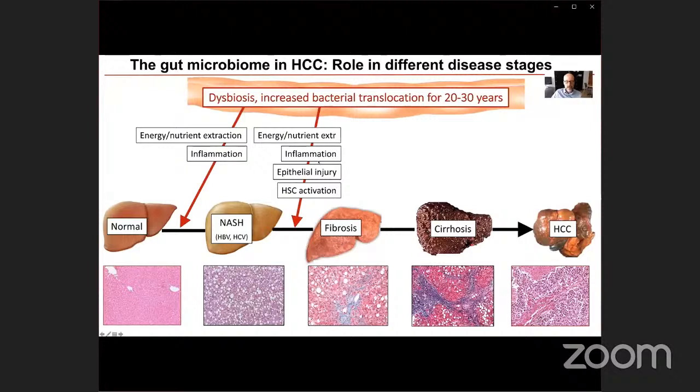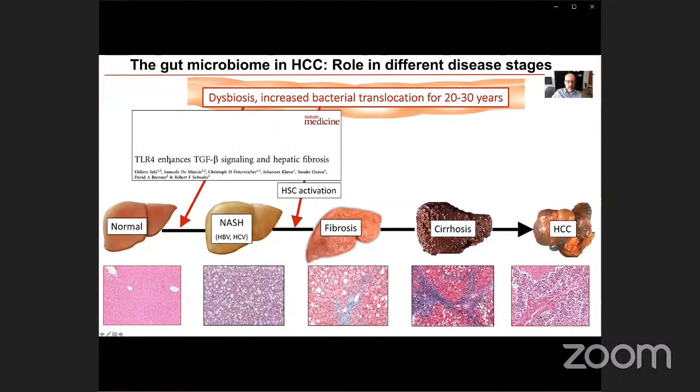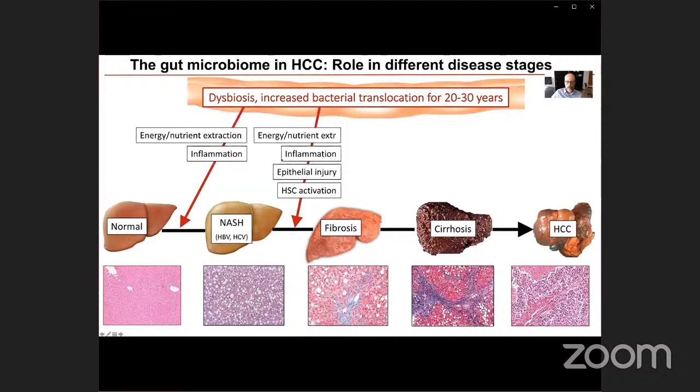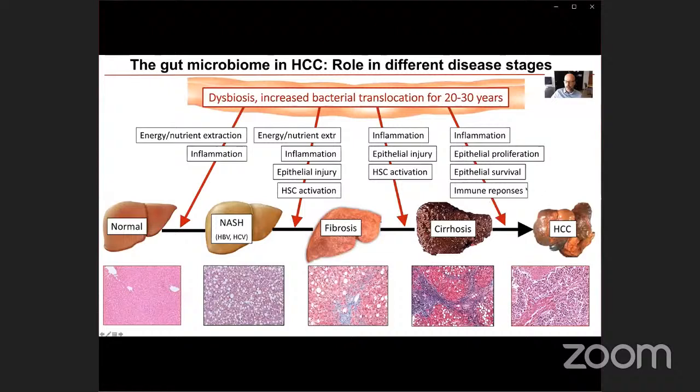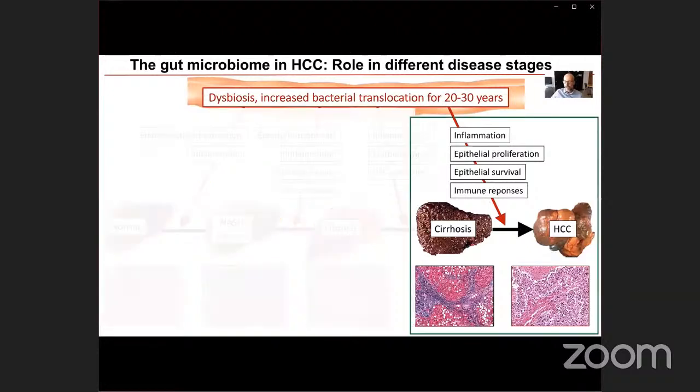In addition, in later stages, the microbiome affects epithelial injury and stellate cell activation. We've shown a role for TLR4 and the microbiota in stellate cell activation in liver fibrosis. The same pathway is also ongoing in advanced stages of fibrosis and in the transition from cirrhosis to HCC. 90% of tumors develop in cirrhotic livers. Inflammation, epithelial proliferation, and survival play roles, as well as an increasing role of the immune responses in this setting. And this is the most relevant setting, as most tumors develop in these patients with cirrhosis, and that's also going to be the main focus of the talk today.